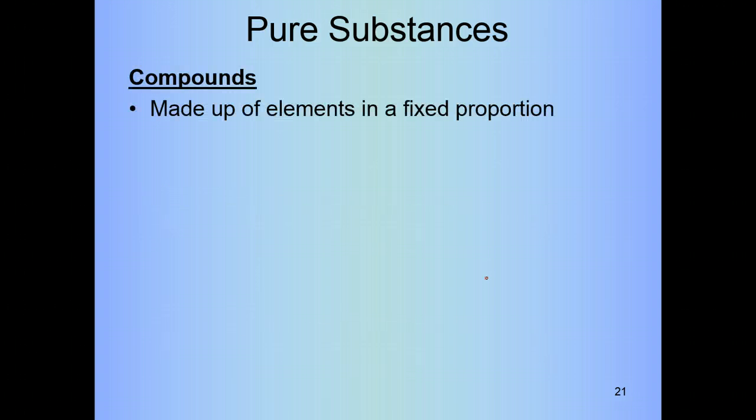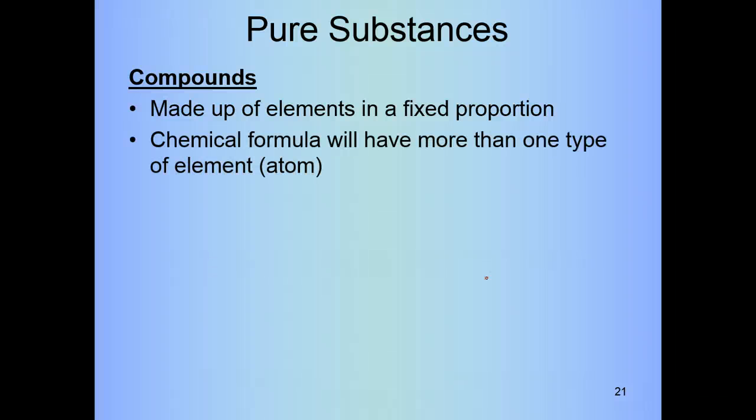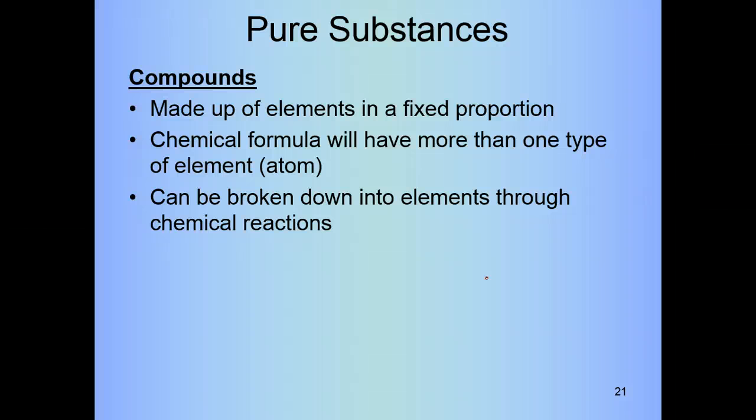For the compounds under pure substances, these are made up of elements in a fixed proportion. So they've got a fixed number of each type of atom. It's unchanging. Again, we look at the chemical formula, unlike what we saw with the Br2 or the O2, which were considered elements. These are going to have more than one type of element. So you're going to see a couple of different element symbols, written with no spaces between them. That's how we know that it's a compound. Pure substances, compounds can be broken down into the elements through chemical reactions.